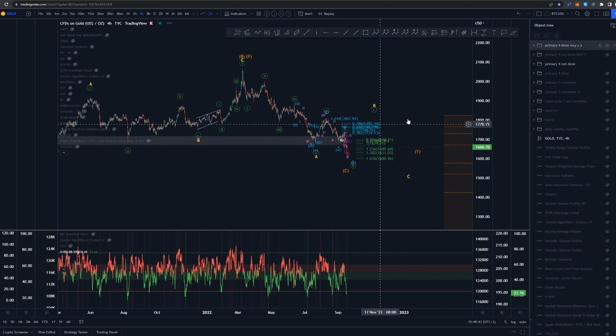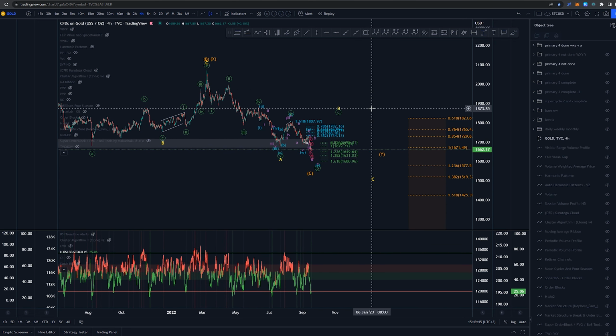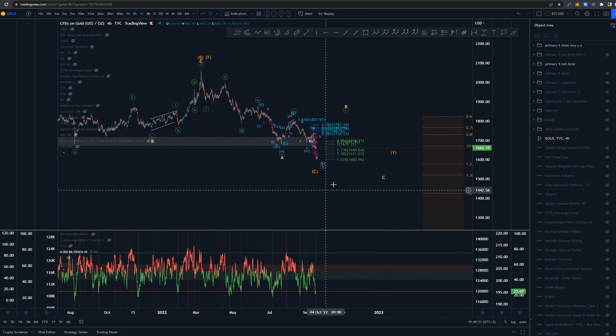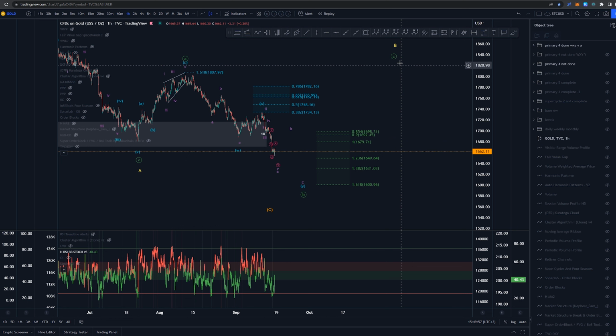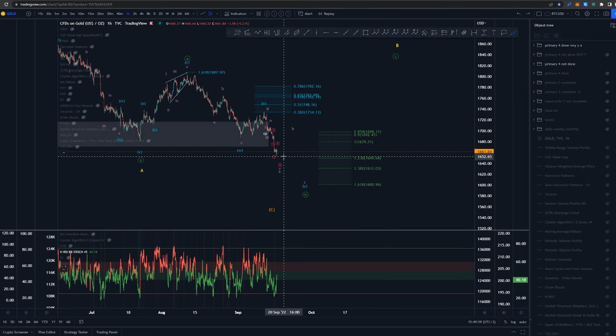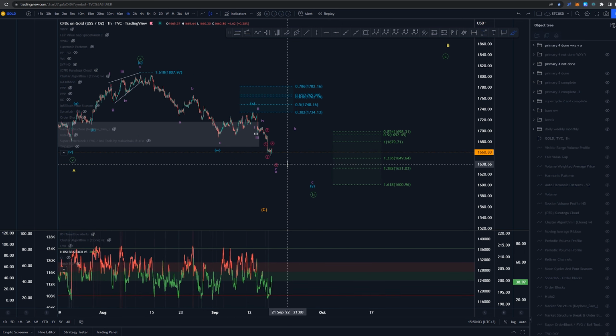I've tried to explain it the best I can. If you have some questions about it, pop into Discord and I can try to explain it a bit better. But I feel like that is pretty much all the expectations I have at the moment for gold. So I would be looking for some kind of setup here for this C wave. Of course, but before that, we would have another leg downwards.